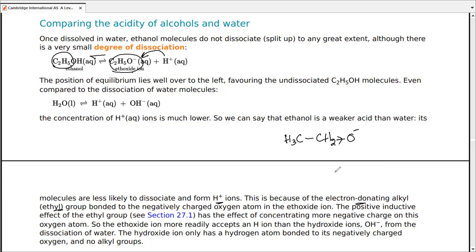On the other hand, if I talk about water, water is simply H and OH. If we take H out of it, then it would be simply just this part. Now there is no positive inductive effect. This cannot accept the proton as easily as the ethoxide ion did. So we say that water is a better acid than ethanol. We can also repeat the line written in the book: ethanol is a weaker acid than water. And that's only due to the presence of the electron donating alkyl group, or the positive inductive effect. That's all you have to discuss.